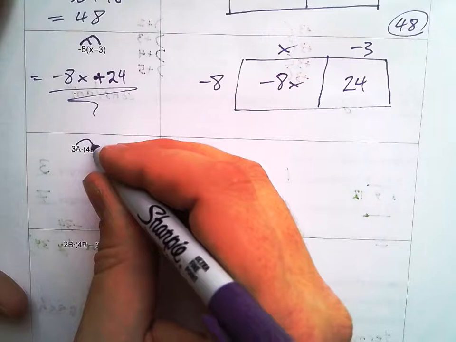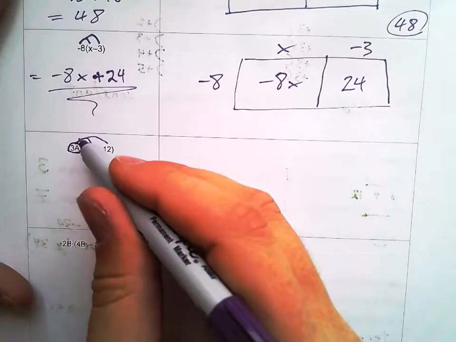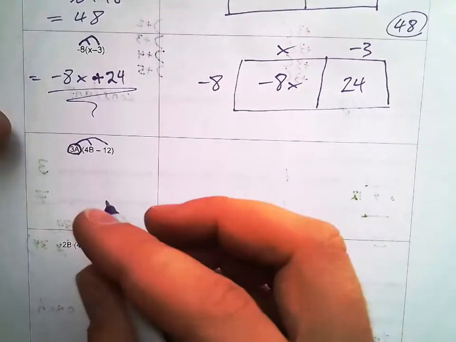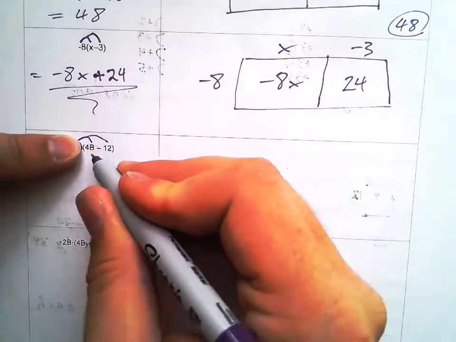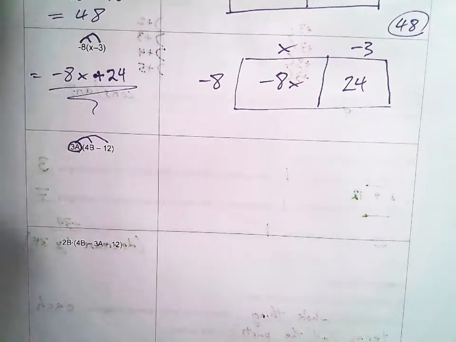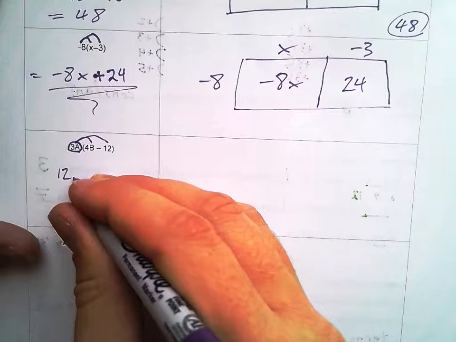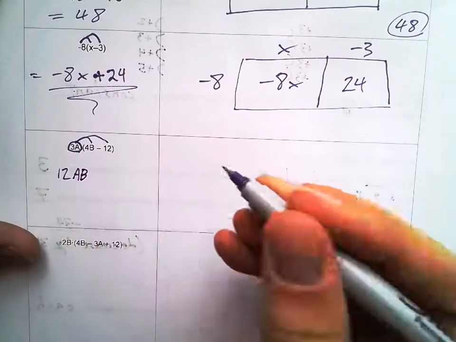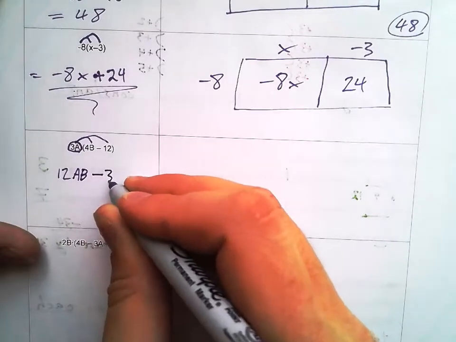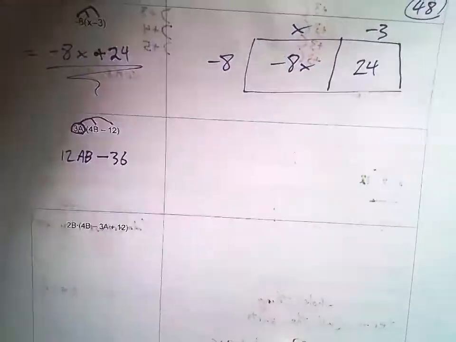This one, you take that and multiply it by all the terms inside the parentheses, because the parentheses means you're multiplying the whole thing by the thing in front of it. So 3a times 4b: 3 times 4 is 12, a times b is just ab. 3a times negative 12 would be negative 36.